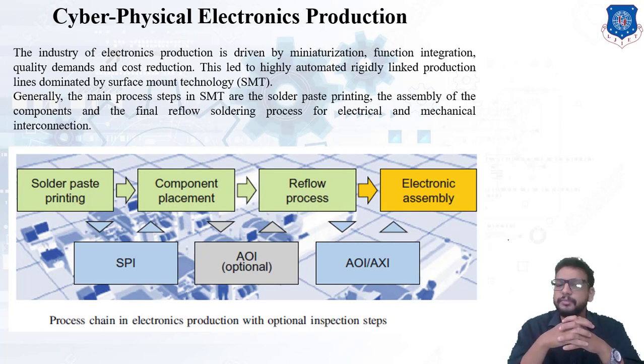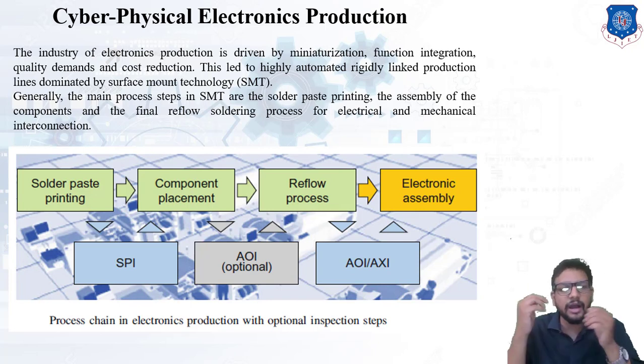Next is automated optical inspection, which is an optional inspection. And the last one is AXI, which is automated X-ray inspection, which is going to detect any defect present in the circuit board or in a component. So these are the inspection techniques.